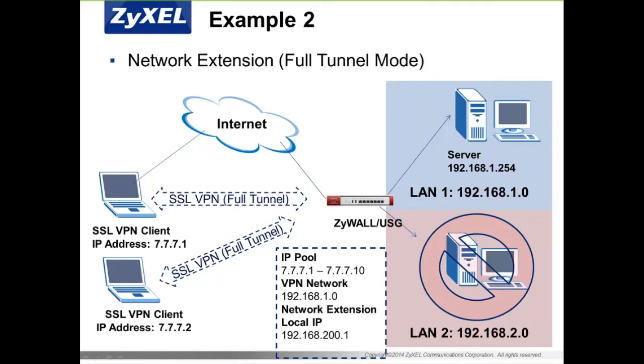In this case, an IP from the 7.7.7.0/24 subnet block. They'll also receive a new route to forward traffic to the ZyWALL's network extension local IP at 192.168.200.1. Like IPsec VPN, they have access to local network assets as determined by the network administrator. In this case, they have access to LAN 1 on 192.168.1.0/24, but not LAN 2 on 192.168.2.0/24.